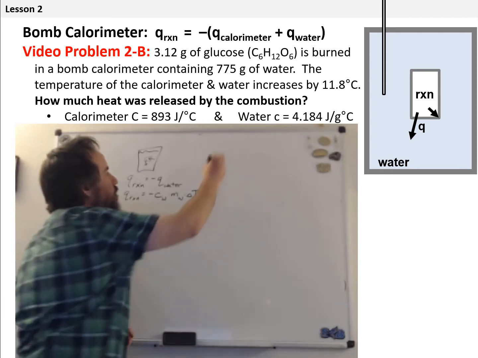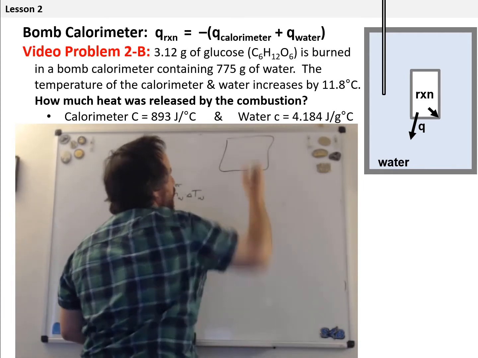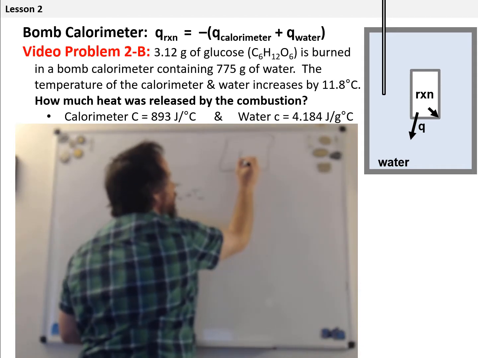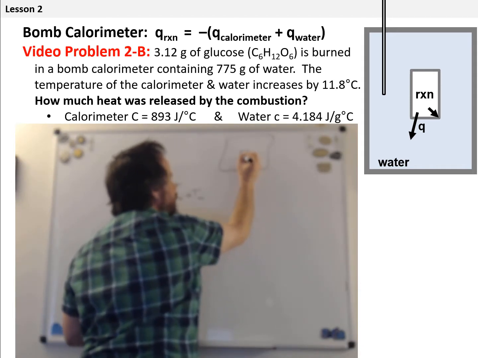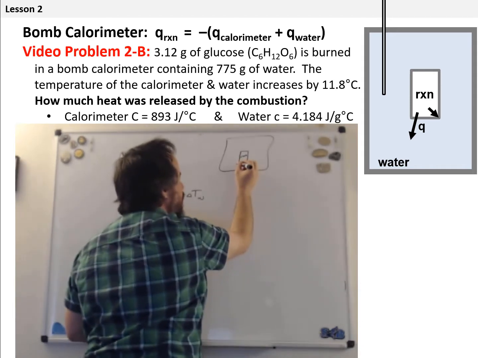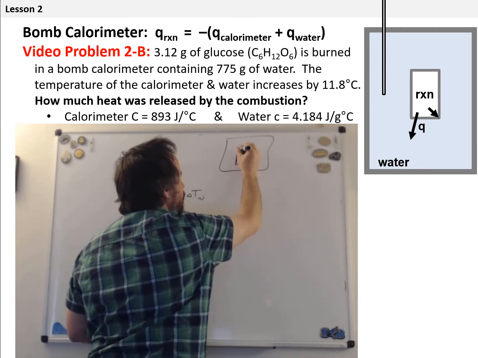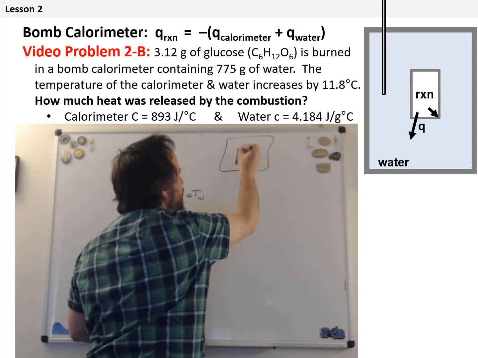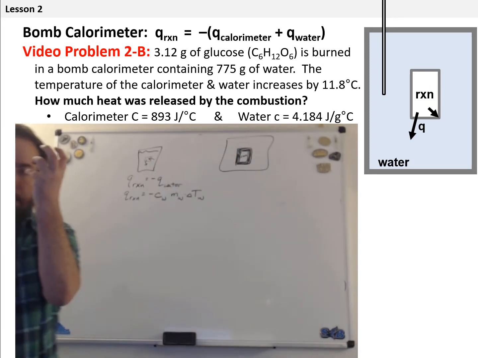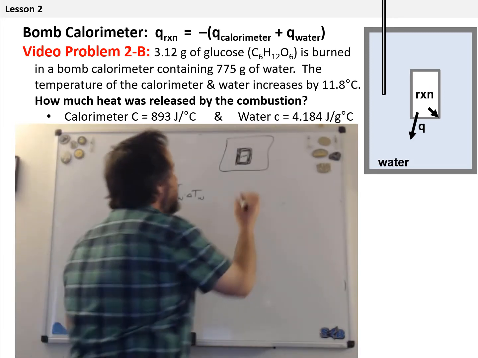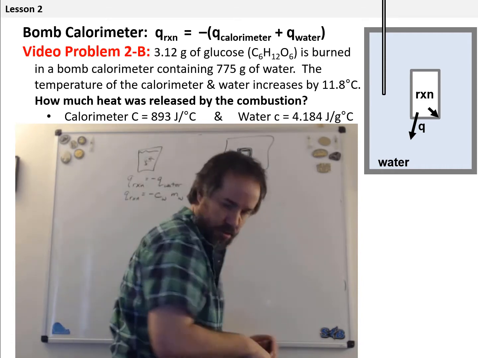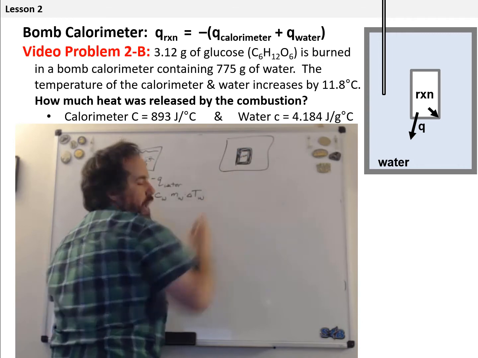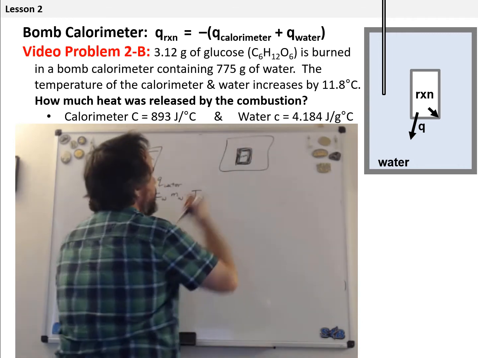In a bomb calorimeter it is different because you have that container right here. It's a metal box or metal cylinder, and that is called the bomb itself. And so what happens is, when I have this reaction, there's still water in here.